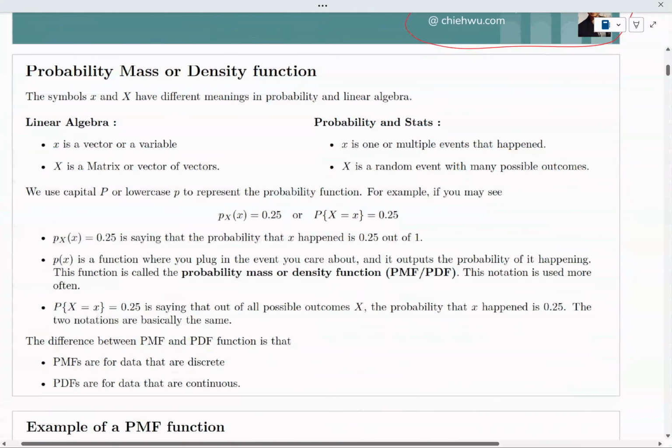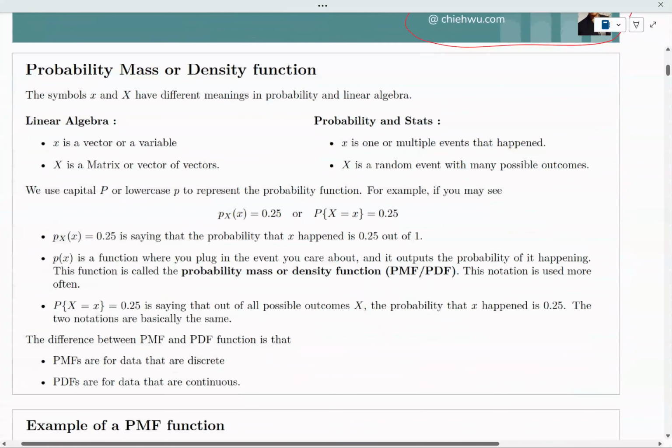So, we previously learned a lot of linear algebra, and we've learned that in linear algebra, we denote lowercase x as either a vector or a variable. And capital X, we denote it as a matrix or vectors of vectors. However, these symbols have very different meanings when we talk about them in a probability and statistics sense.